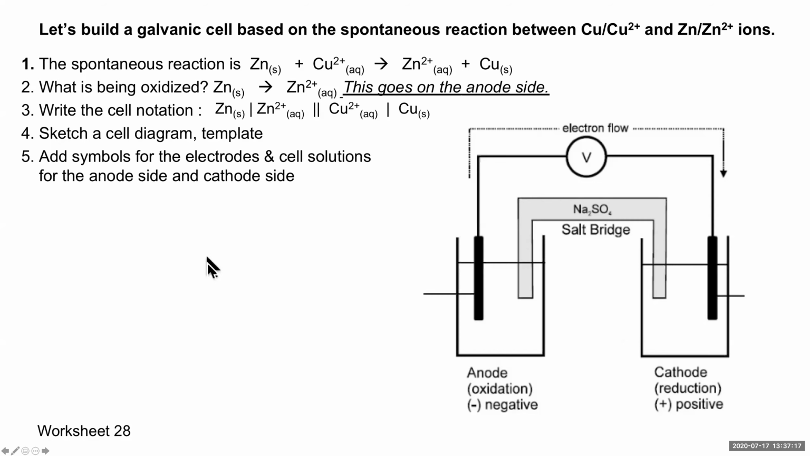Next, you want to add symbols for the electrode and cell solutions on the anode side and the cathode side. On the anode side, we have a zinc electrode. So you could put the Zn here. I wrote in zinc electrode. You could write Zn, that's the electrode. And then in the solution, we have zinc ion. And then on the cathode side, we have copper ion, and we have a copper electrode. So that's how you would diagram a galvanic cell for this reaction shown in number 1 here. This is what we're going to do in our worksheets.